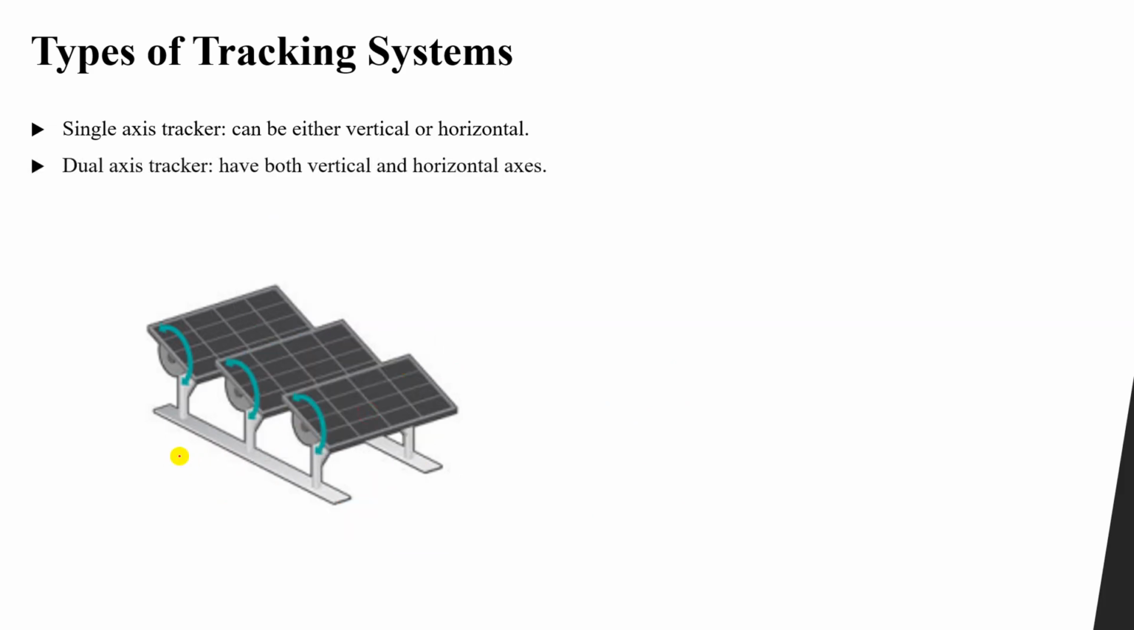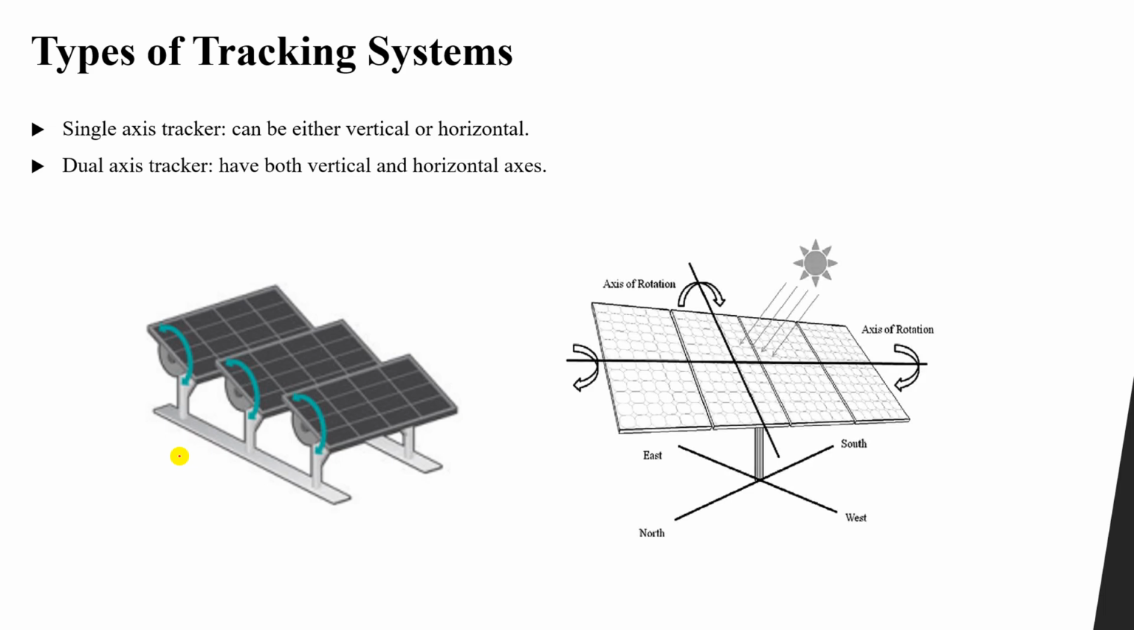Second one is a dual axis tracker, which has both vertical and horizontal axis. So you can see here, this one is a dual axis, it means that it rotates in the vertical and the horizontal. You can see it can rotate like this and like this, and at the same time it can rotate up and down, in all of the directions. So of course the dual axis is much better. However, it means that we have more cost, or it is more expensive than the single axis.